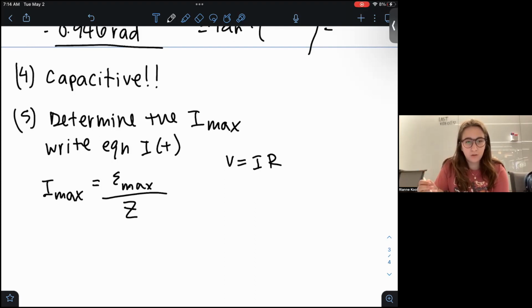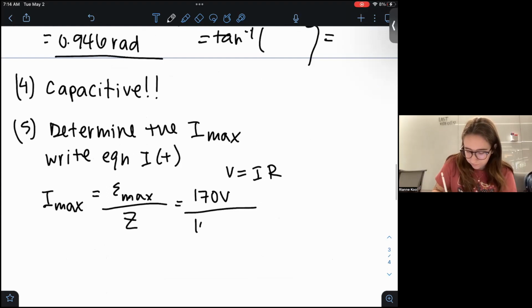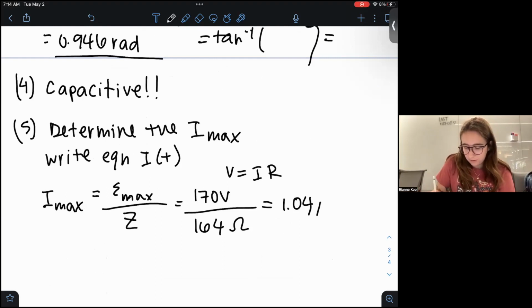So this would be our V, this would be our R, and the current is the same, but we are using different values because we want to find the maximum of it. So this would just be 170 volts over 164 ohms, which is just 1.04 amps.